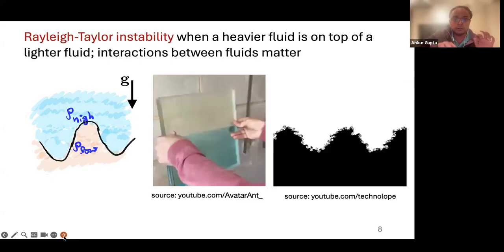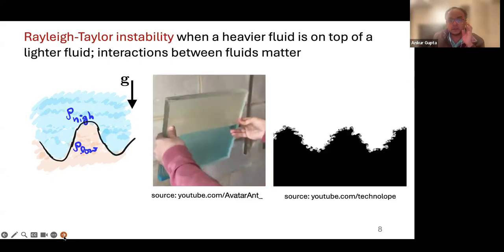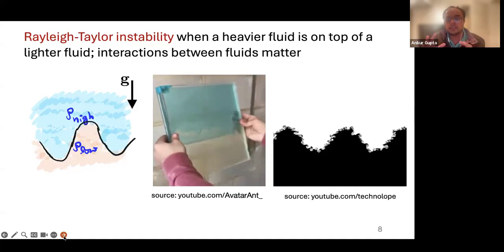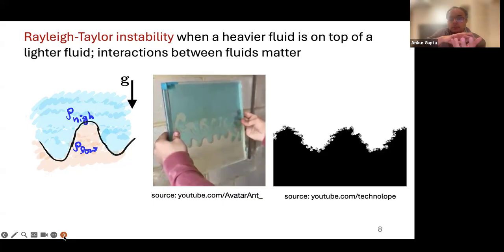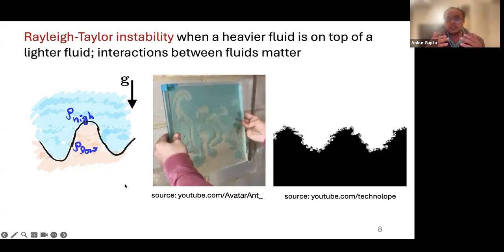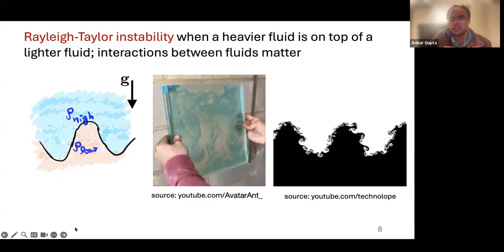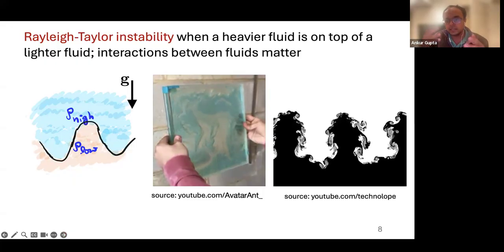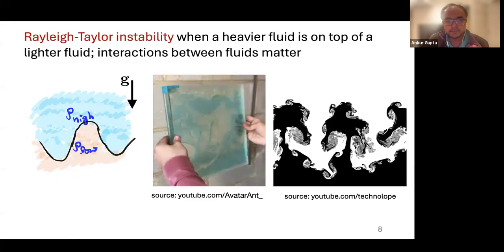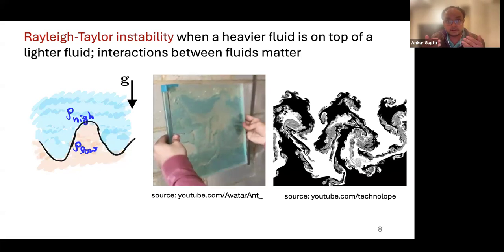Now you can look around for YouTube videos. For instance, you can look at this YouTube video. This is not a controlled experiment, but it will give you an idea. The clear part here is the canola oil. The blue part here is the water. There's some surfactant mixed in to control the interaction between the two. And you can create this instability known as Rayleigh-Taylor instability. You can also numerically create this instability in your codes, and again you can see these beautiful instabilities arising. This is happening because of density difference.